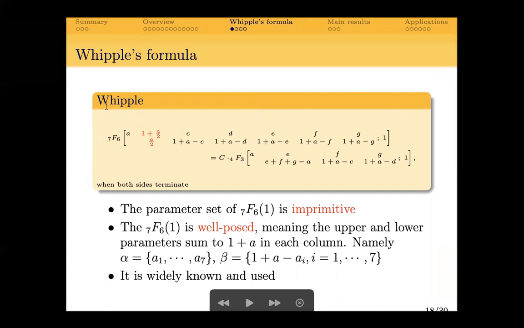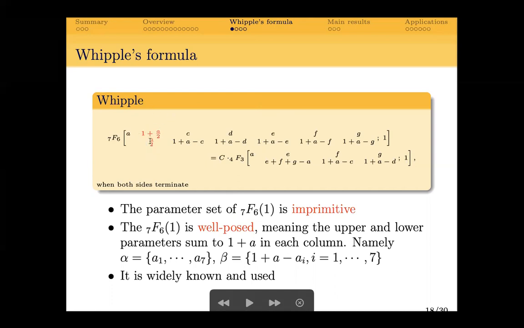So this is Whipple's formula. It says that if you start with something which is 7F6, and the parameters are written this way over here, and if you check quickly, by default, alpha and beta consist of adding 1 over here, both 7 elements, but it's not going to be primitive. Primitive means any Ai minus Bj shouldn't be an integer. But if you take the difference of these two, it's 1. So it's not primitive. On the character sum level, they correspond to the same character.